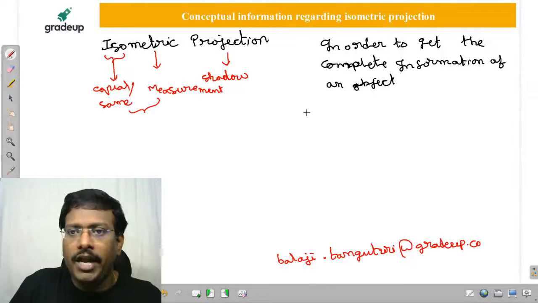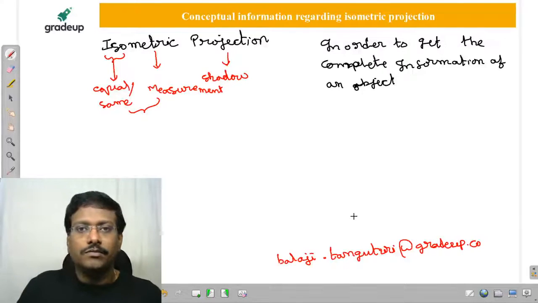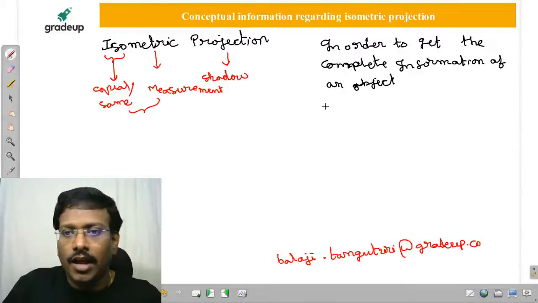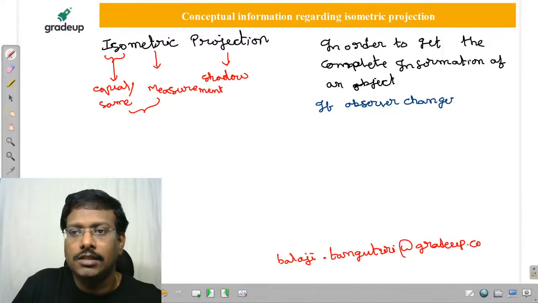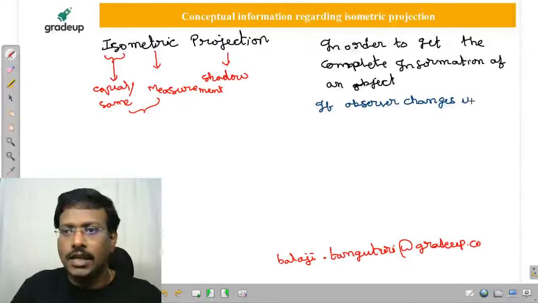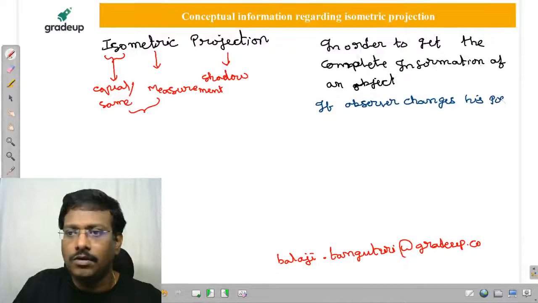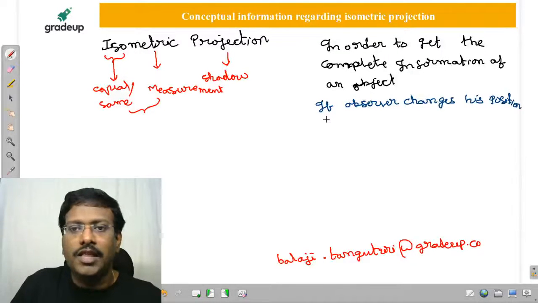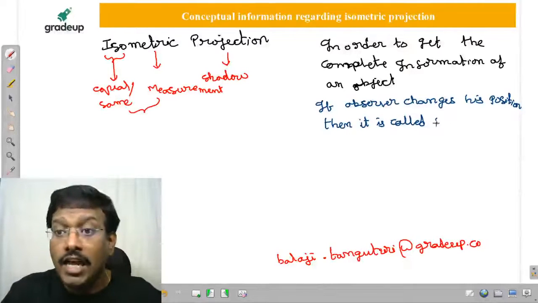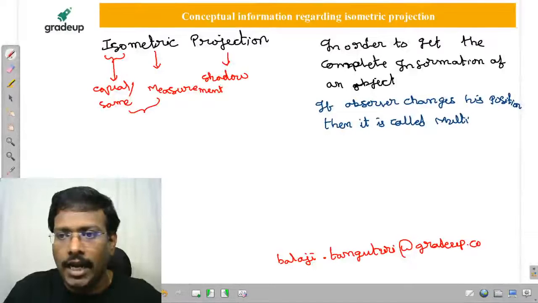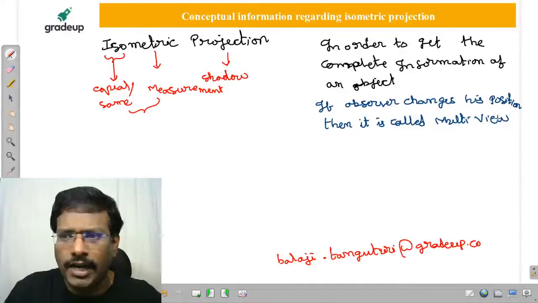In order to get the complete information of an object, let us remember, if the observer changes his position, then it is called multi-view projection. I will give this one in detail in that particular topic.